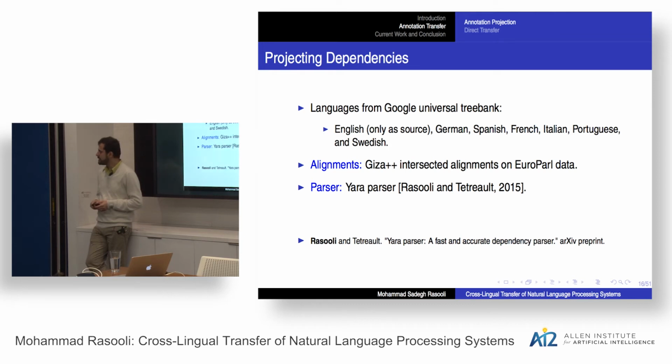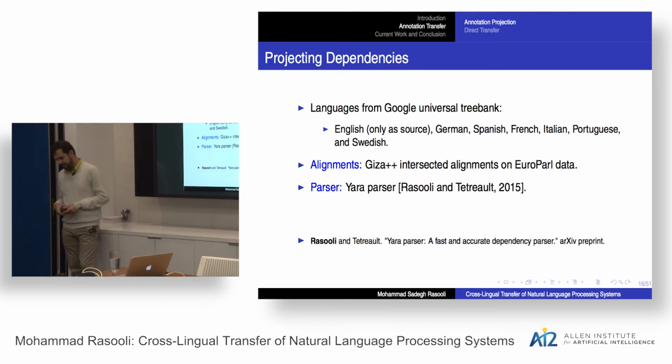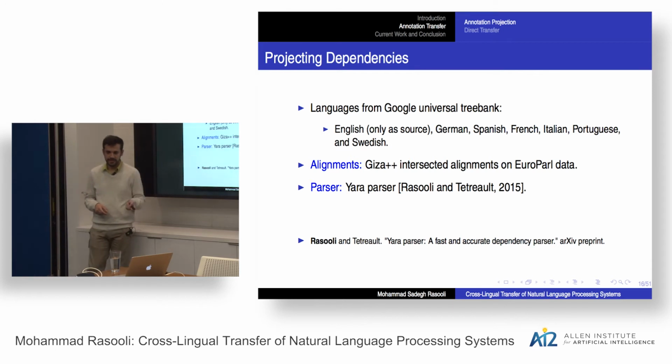We use Giza++. It's a word alignment system based on the expectation maximization algorithm. And we use the Yara parser. It's a parser that I re-implemented. It's based on beam decoding and shift-reduce parsing.